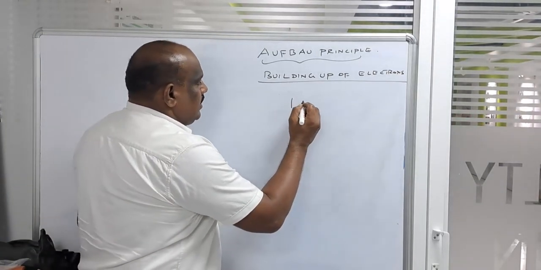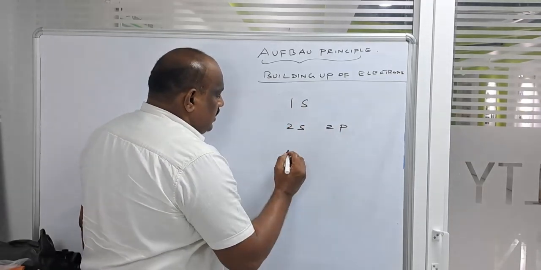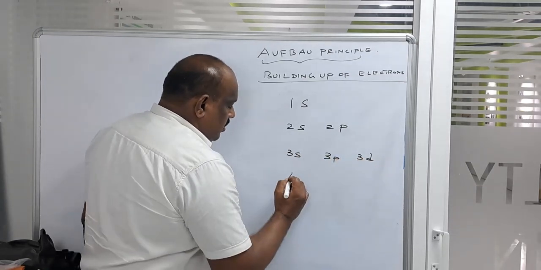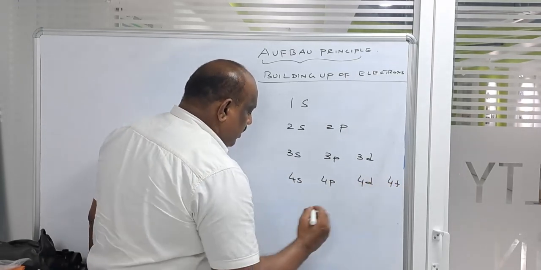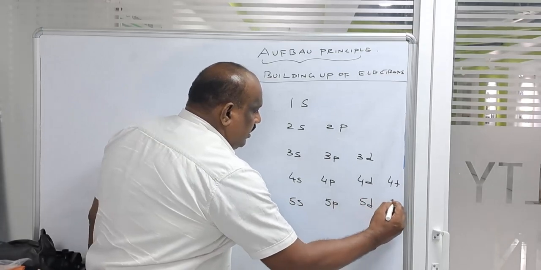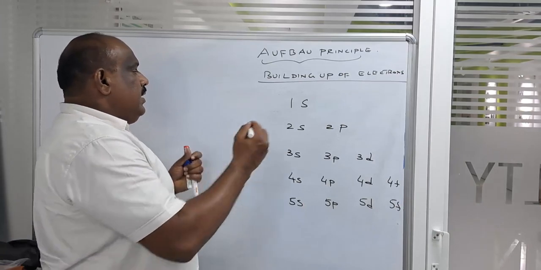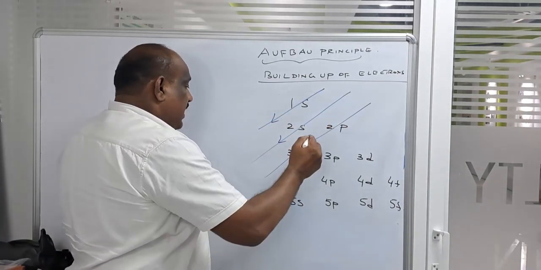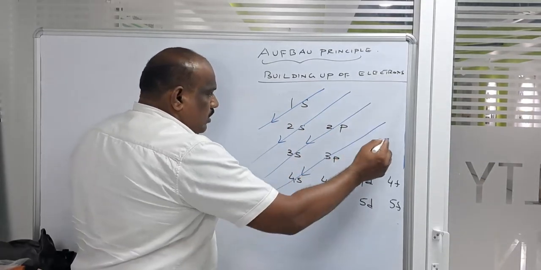First is 1s, second is 2s, 2p, the third is 3s, 3p, 3d, the fourth is 4s, 4p, 4d, 4f, the fifth is 5s, 5p, 5d, 5f. Now, to fill, we have to go like this. Please put the direction also; the arrowhead is important.